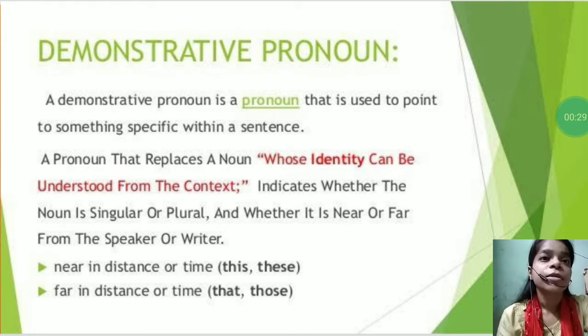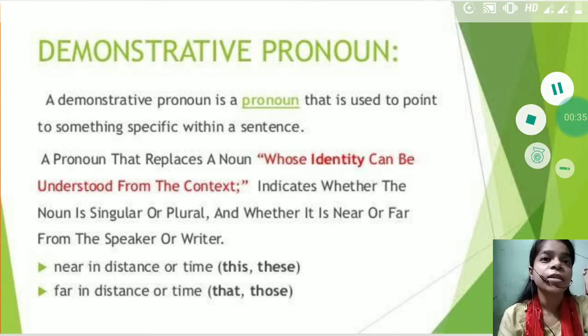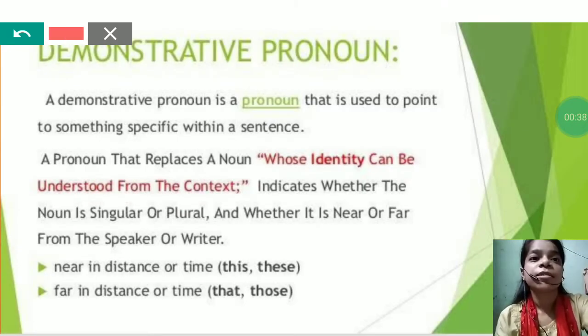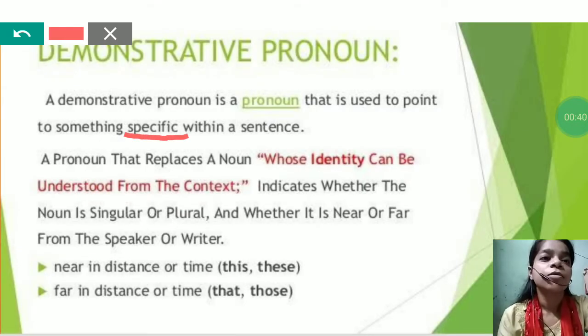A demonstrative pronoun is used to point to something specific within a sentence. It is a pronoun that replaces a noun whose identity can be understood from the context. So, what is a demonstrative pronoun? A demonstrative pronoun shows the clear identity of the noun. In simple language, you can say the pronoun which shows the clear identity of that particular noun will be called a demonstrative pronoun.